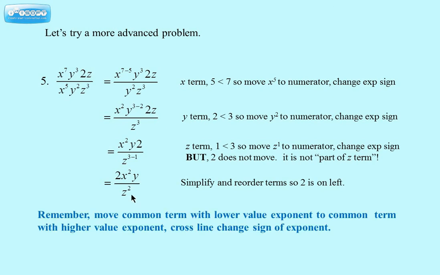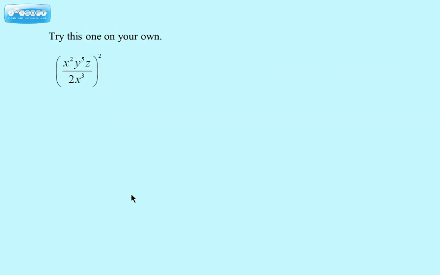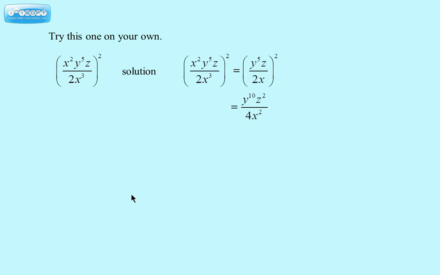Remember, move the common term with the lower value exponent to the common term with the higher value exponent, cross the line, change the sign. Here's one for you to try on your own. I would pause the video, try to work it out, and then look at the solution. If you need additional help, again, see your teacher.